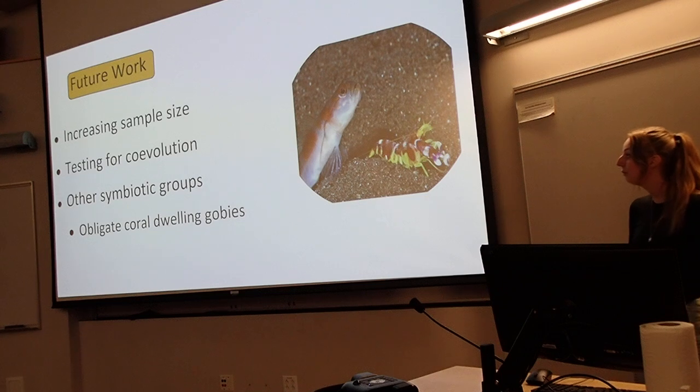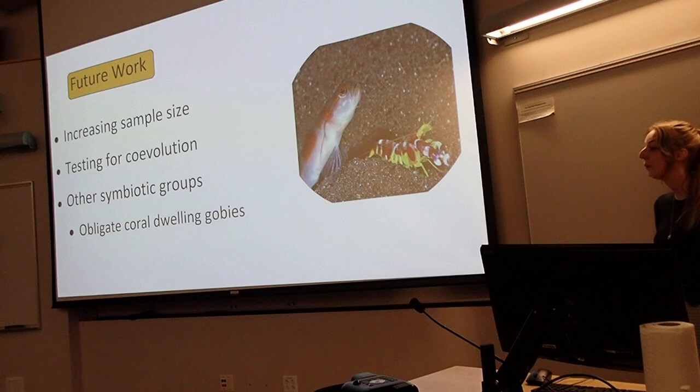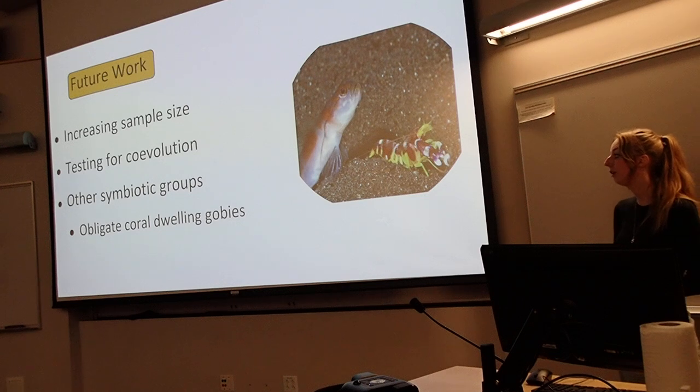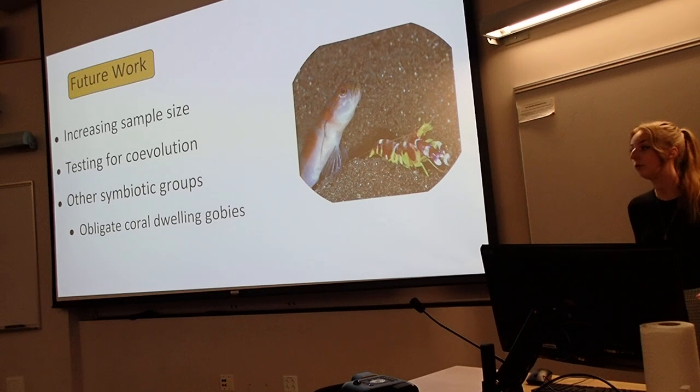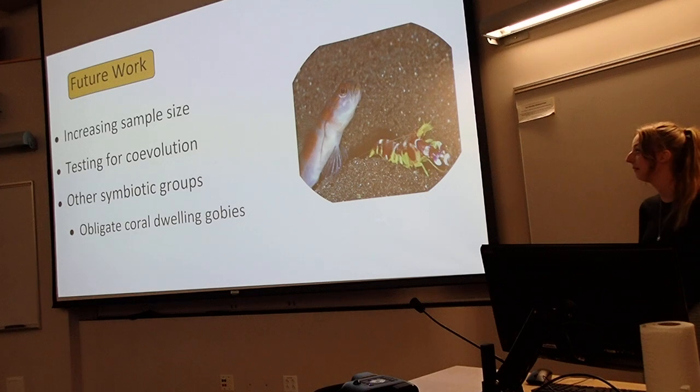And then one thing I think would be really cool is looking at other symbiotic groups, because gobies employ a lot of different types of symbioses, especially with corals. So we could do the same methods with obligate coral-dwelling gobies that pop up multiple times in the phylogeny, and compare and contrast that work with our study to see if symbiosis is constraining in other types of symbiotic relationships within the family Gobiidae.